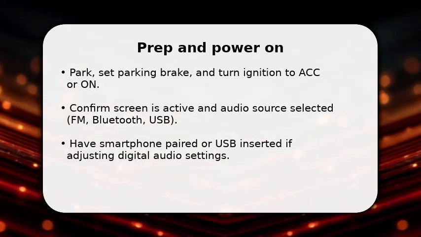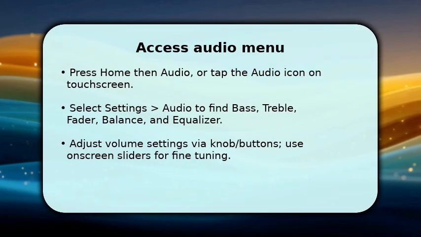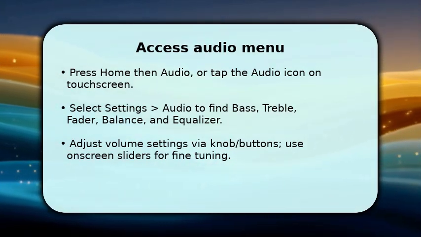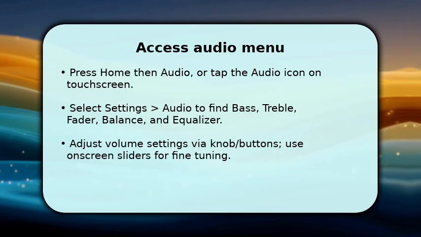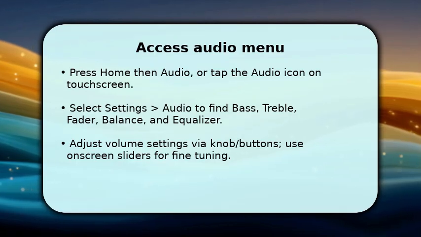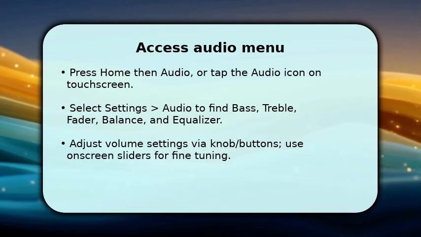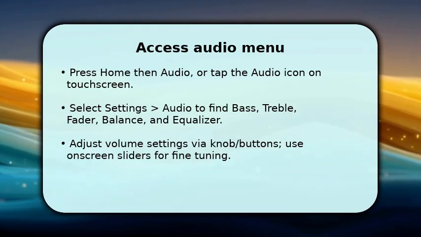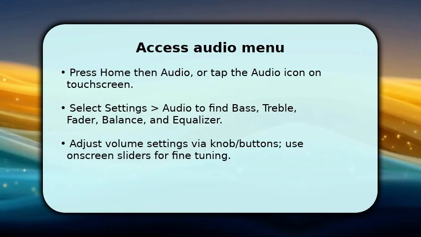You access the audio menu by pressing Home then Audio or by tapping the audio icon on the touchscreen. This is where core controls live. Next, choose Settings then Audio so you can adjust bass, treble, fader, balance, and the equalizer presets. Use the physical volume knob or steering controls for coarse changes and the on-screen sliders for precise tweaking.